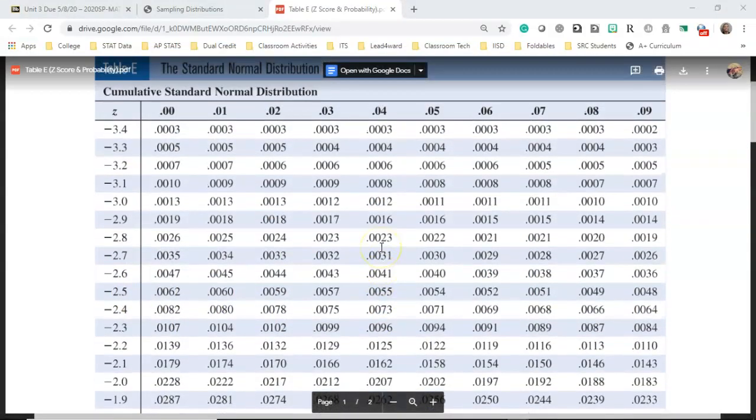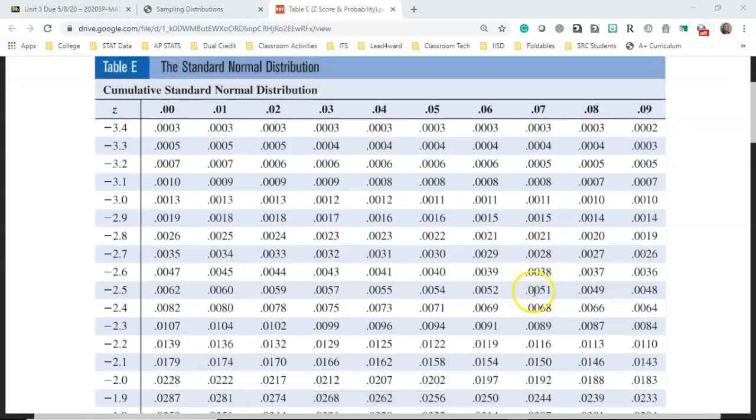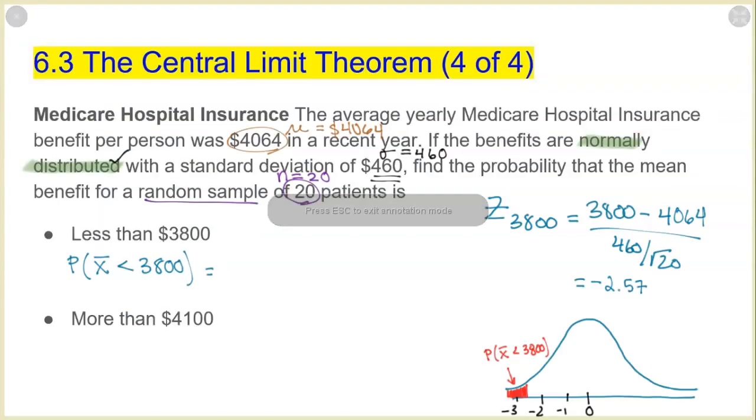So negative 2.5 here, 7. So 0.0051. Or 0.51%. So that's a 0.51% chance that will occur. So that's a pretty unlikely event to occur.